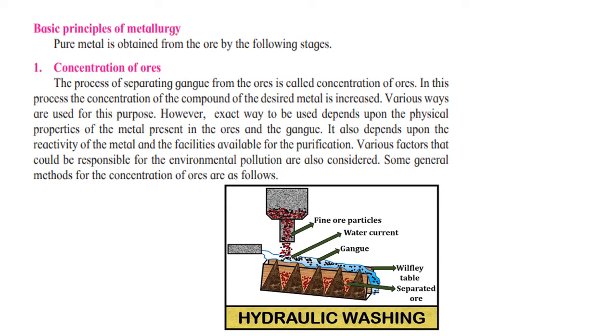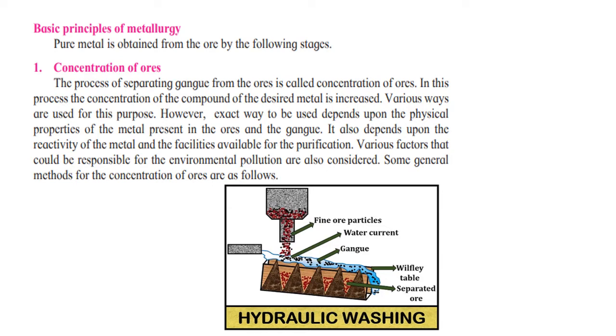Concentration of the ore basically means the method in which we remove the gangue or the impurities from the ore. So the process of separating gangue from the ore is called concentration of ore. In this process, the concentration of the compound of the desired metal is increased. Various ways are used. However, the exact way to be used depends upon the physical properties of the metals present in the ore and the gangue. It also depends upon the reactivity of the metals. Various factors that can be responsible for environmental pollution are also considered.